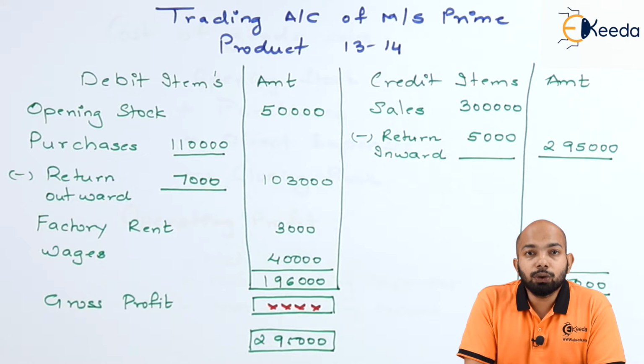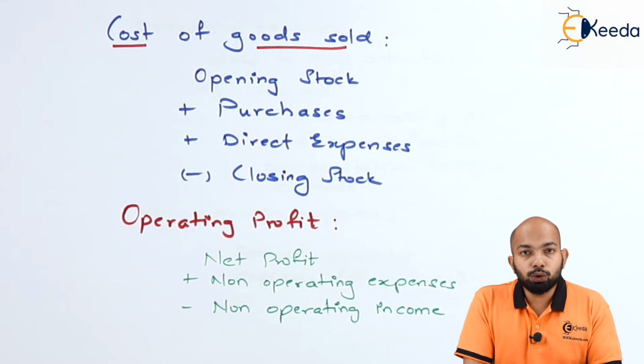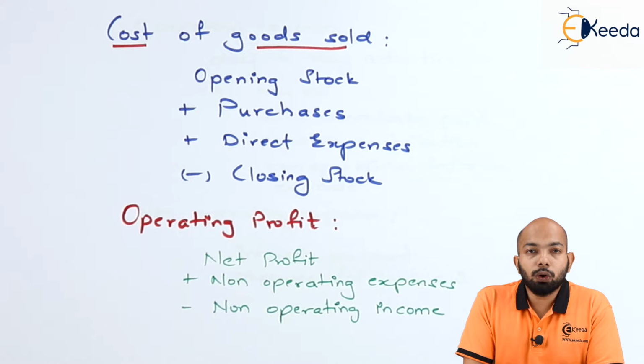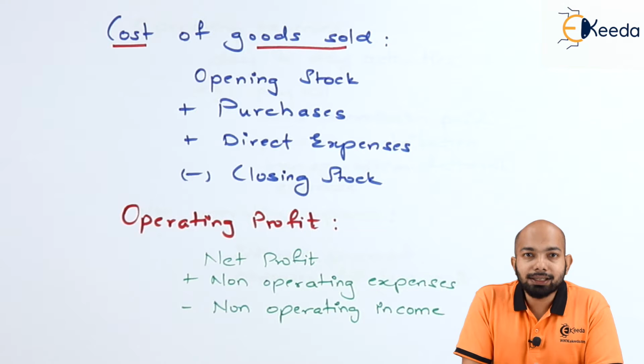Now let's go ahead and understand what are the items that are supposed to be covered in preparation of profit and loss account. Before we go through the preparation of profit and loss account, let's understand what we mean by these two technical terms that have been mentioned here. The first being cost of goods sold. As the name states, what is the cost or the manufacturing cost of the goods that have already been sold out?